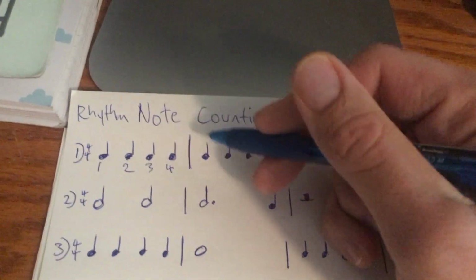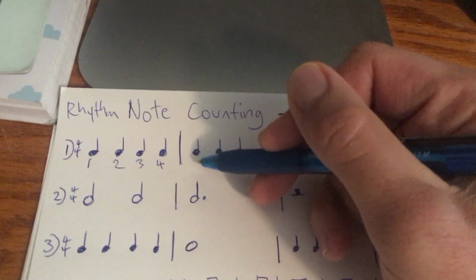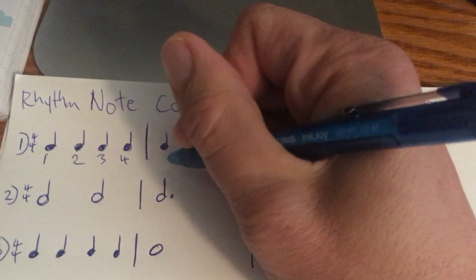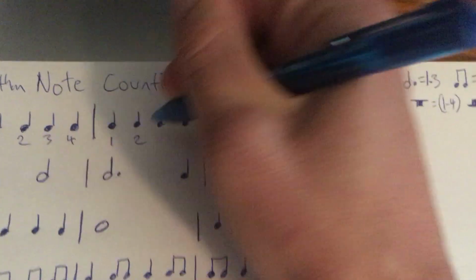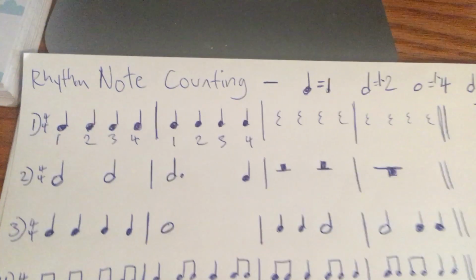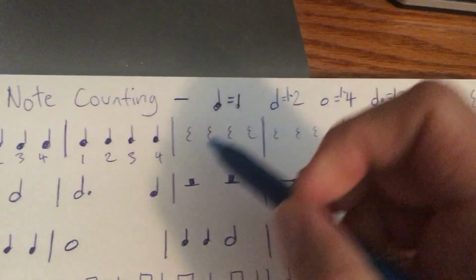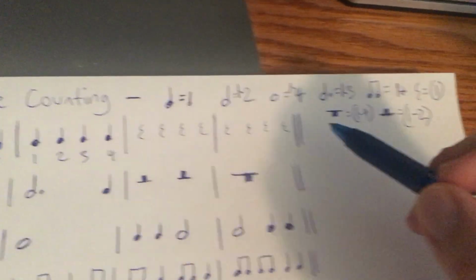Now the next one, guys, it's not going to go to 5 because remember, the measure ended. So it's going to start back over with 1. So here is again 1, 2, 3, 4. Now these ones right here, guys, these are called quarter rests.